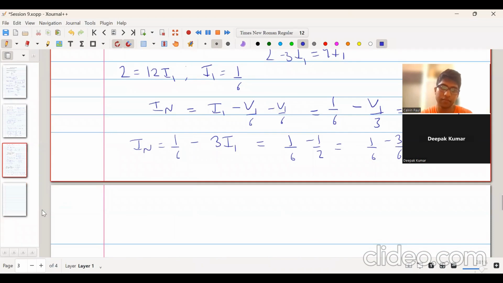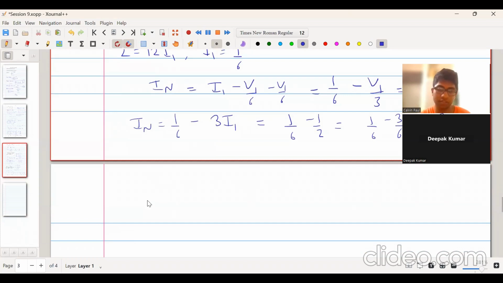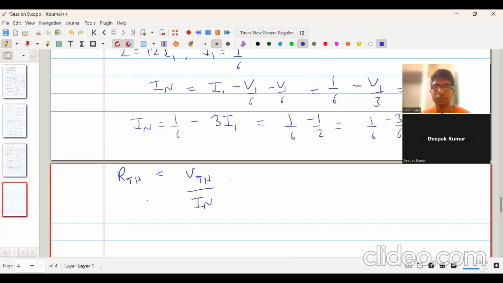Yeah. We found the Norton current. We found the Thevenin voltage. So now we have to find the Thevenin resistance. So the Thevenin resistance is equal to V Thevenin upon I Norton. So V Thevenin is equal to minus 2, I Norton is equal to minus 1 by 3. So that is equal to 6 ohm.